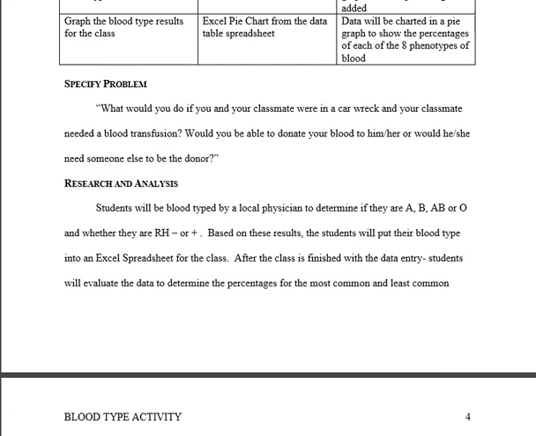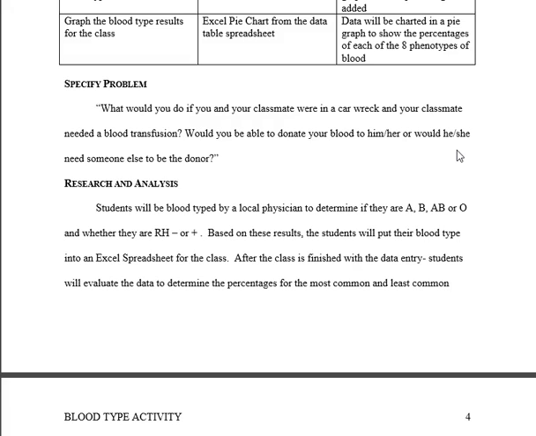The next part down, you need to specify the problem. So make sure it is a real-world problem applicable to your students. If you think about 8th graders, 9th graders, they're just getting ready to learn how to drive. So the question that came up, what would you do if you and your classmate were in a car wreck?